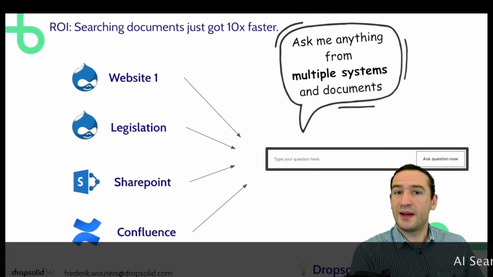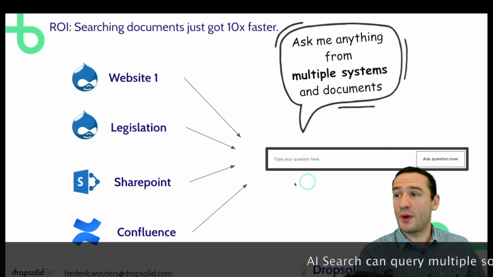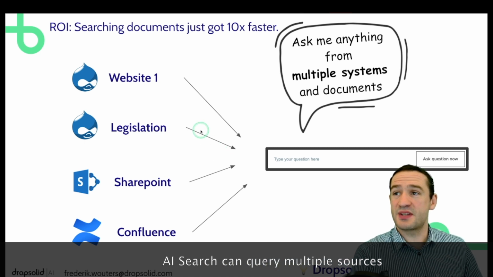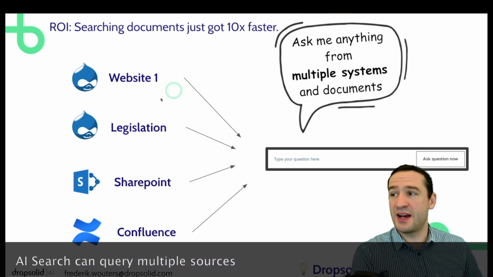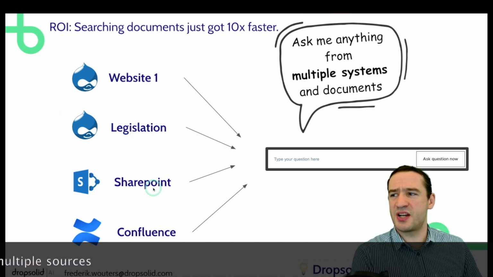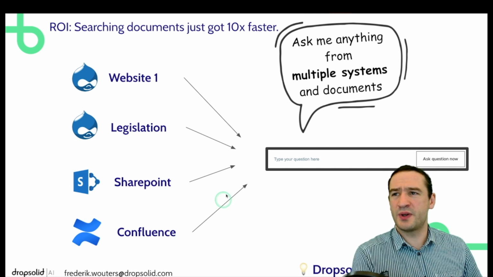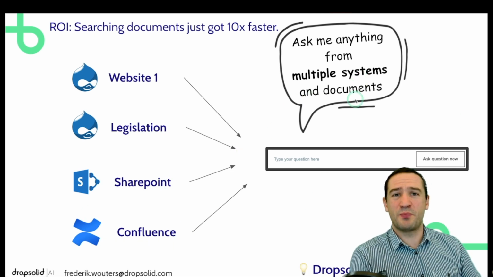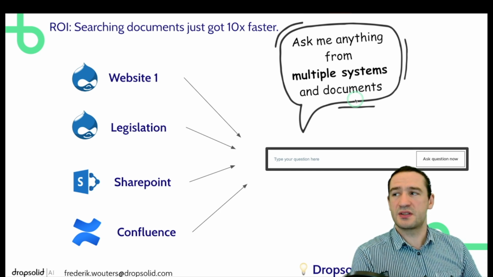You could also index content from multiple websites or multiple different systems. For example, the website or a legislation CMS or a SharePoint system or a Confluence. And then you can ask your AI search to respond based off these multiple sources.